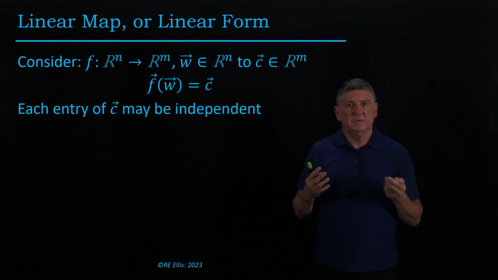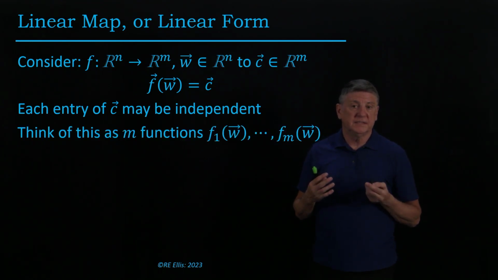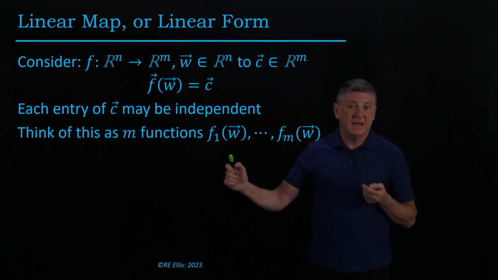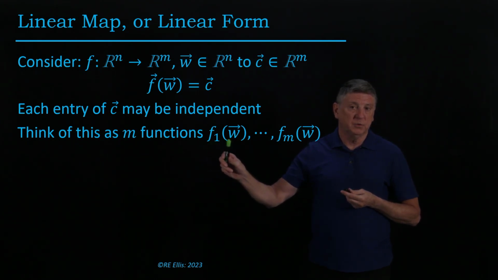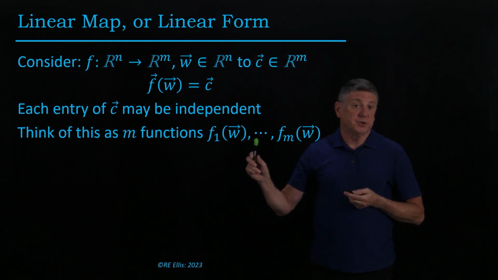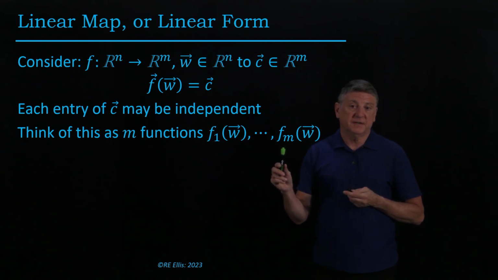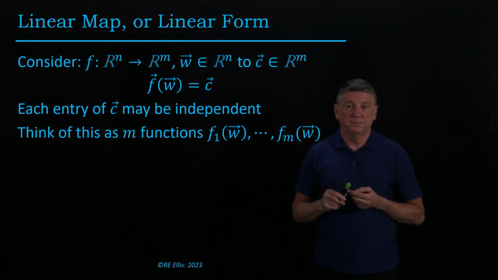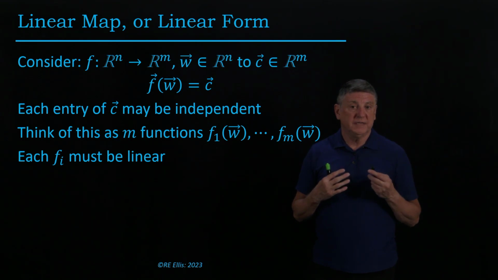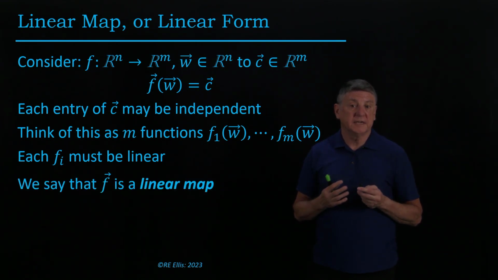Now, each element of c is possibly independent, and that means that we could think of this as composed of m functions. So the first entry of c is function 1 of w, the second entry of c is function 2 of w, and so on until the mth entry of vector c is f sub m of w. And each one of these must be linear, and we would say that this function is a linear map.